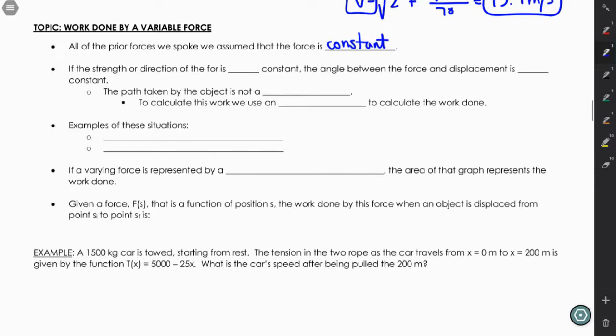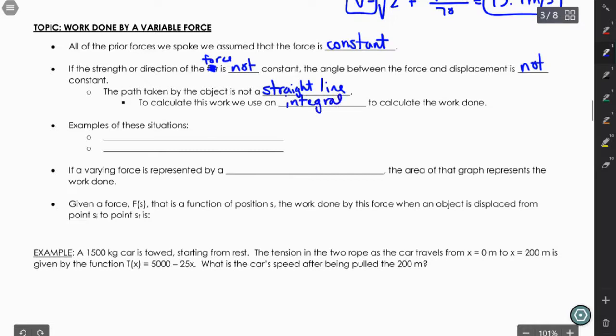Now, if the strength or the direction of the force is not constant, the angle between the force and the displacement is also not constant. Okay. Now, what happens is the path taken by the object is no longer a straight line. All these prior examples, the path taken by the object would be a straight line. Once you start varying the force, the path will no longer be a straight line. And so to calculate this, you're going to have to do the integral to find how much work is done.